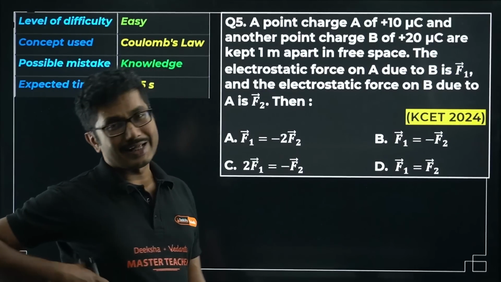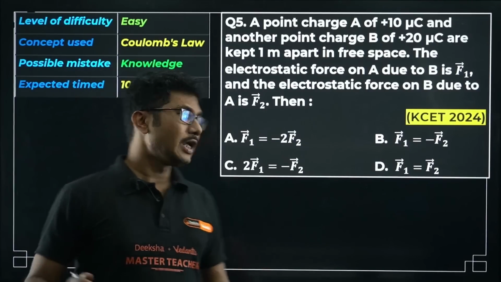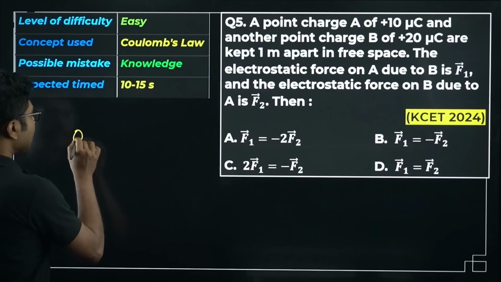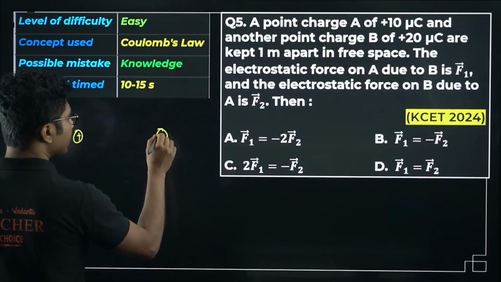obvious thing, we know that F1 and F2 will be equal but opposite. So suppose this is a positive charge, this is also a positive charge.